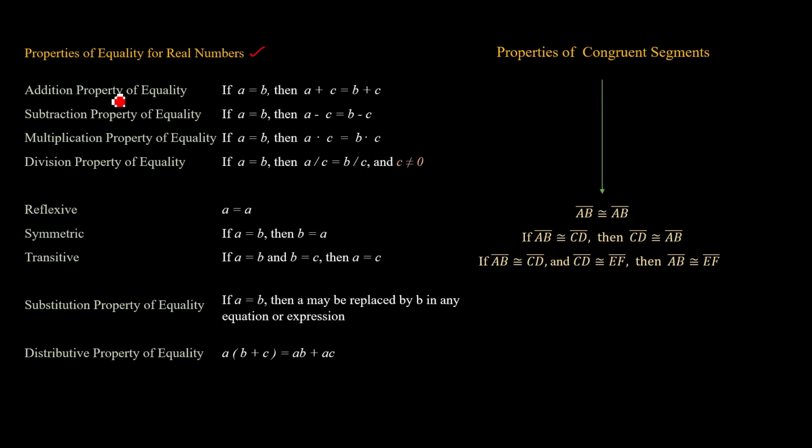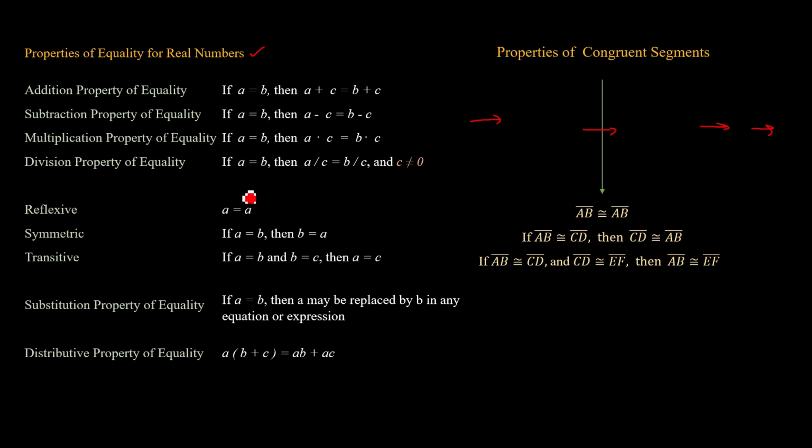Because the addition property of equality, for example, applies not only for real numbers but also for measures of angles, measures of segments, etc., because those measures are taken in real numbers. So these are important. In other words, these also carry on to other concepts like this, except that we always convert them into real numbers and then use the properties of equality for real numbers. So we talked about the addition, subtraction, multiplication, division, reflexive, symmetric, transitive property of real numbers, the substitution property of real numbers, and the distributive property of real numbers.